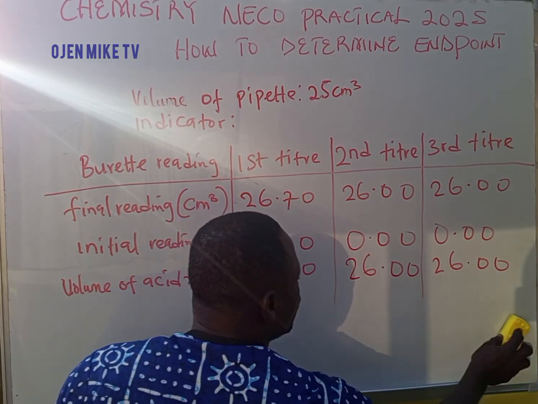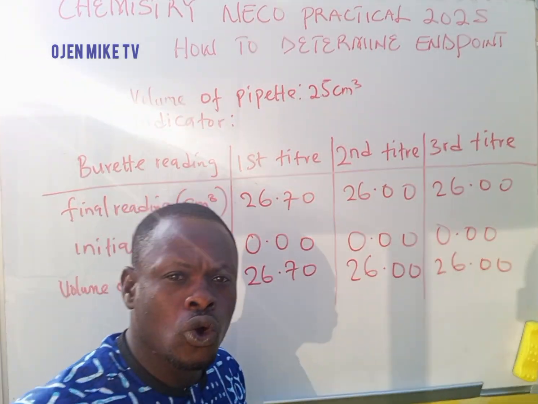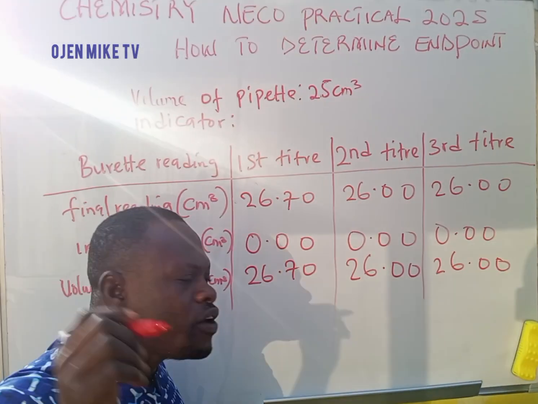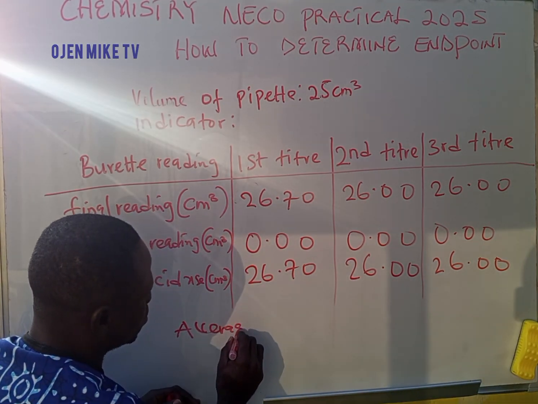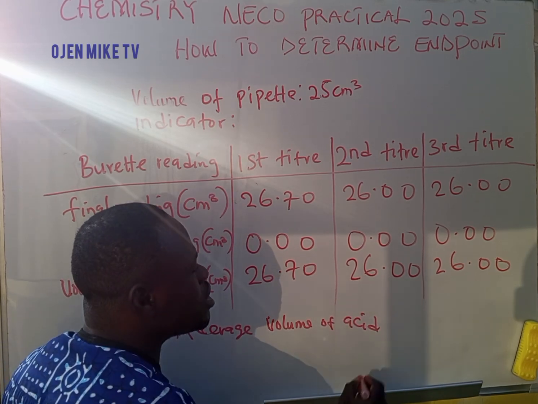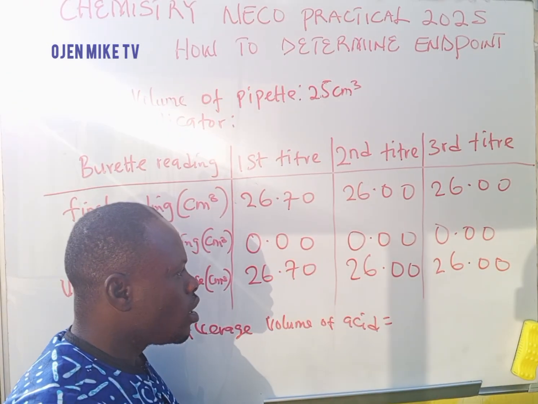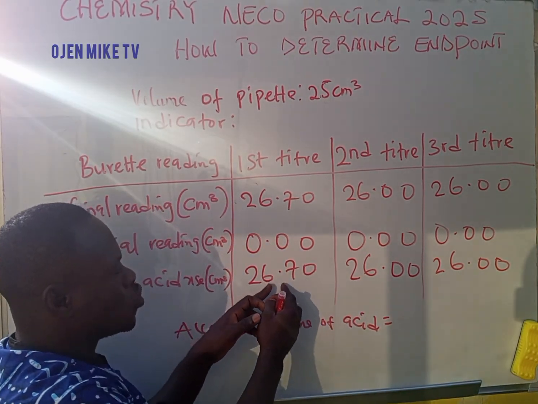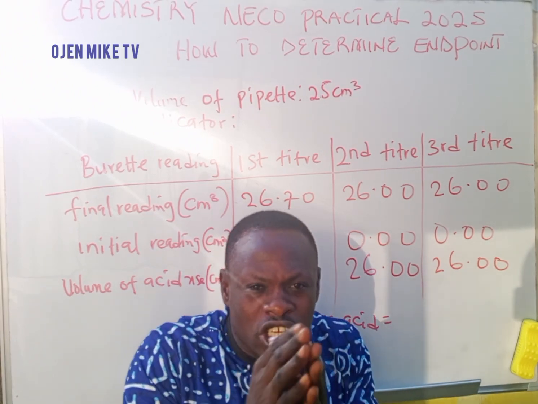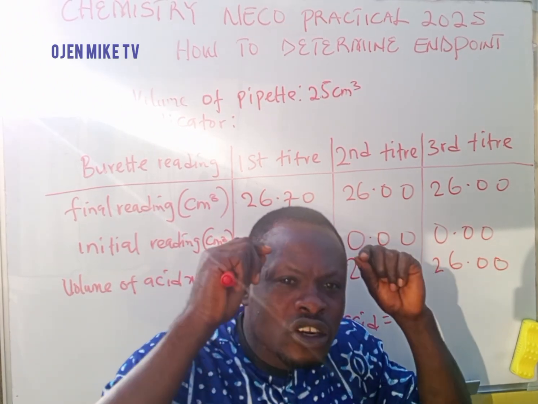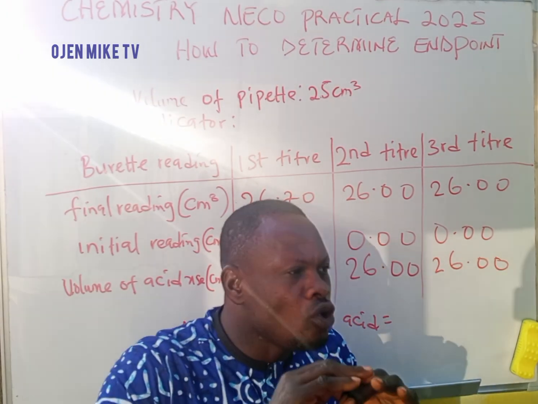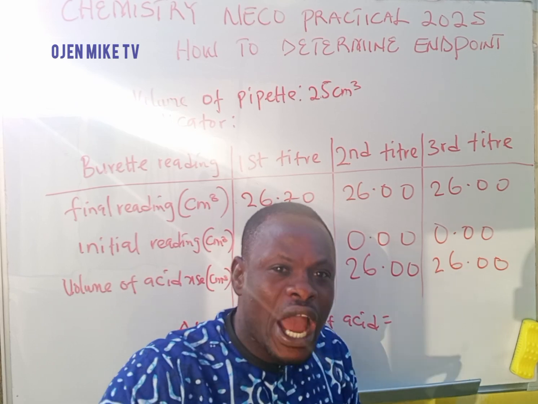Now there is what WAEC will always want you to do. You are expected to get the average volume of acid. To calculate the average volume of acid, the mistake people used to make is that they will take the whole thing, or sometimes if here is 26.7, here is 27.7, here is 20, they will take the 3. No, in the instruction NECO will give you what? Repeat the titration to get your concordant value. Concordant value means the numbers that are the same. That is the one you are going to use for your average volume of acid.